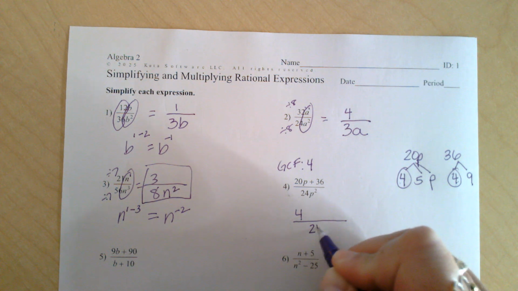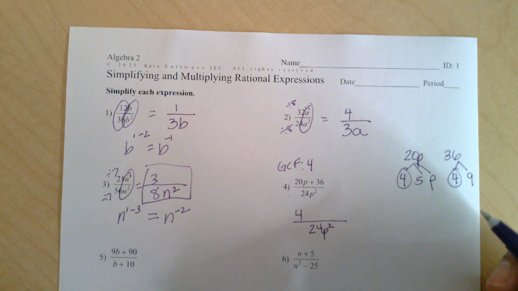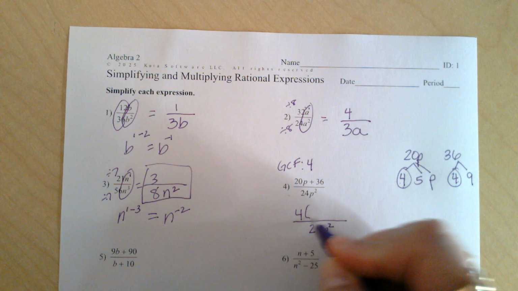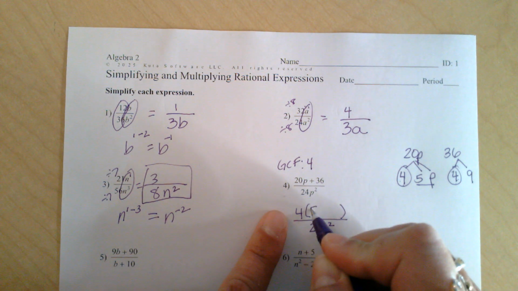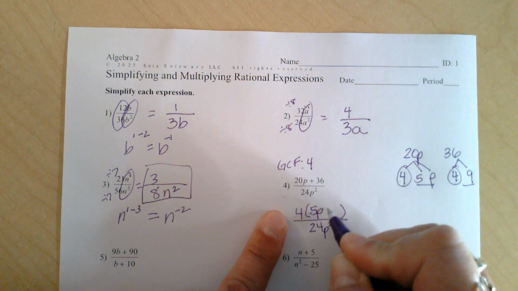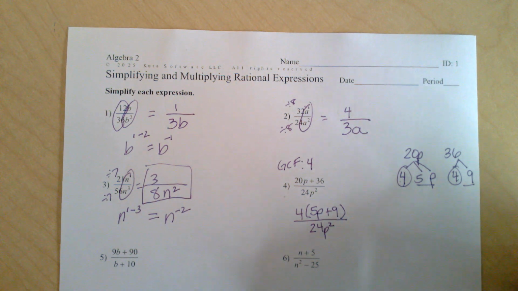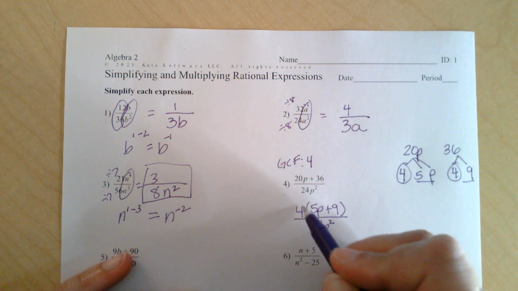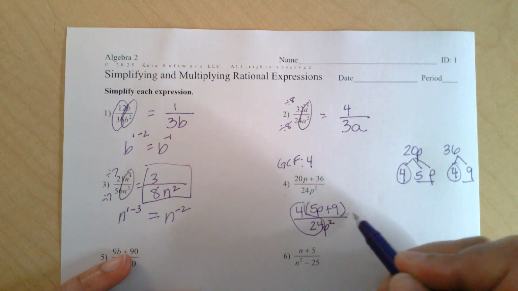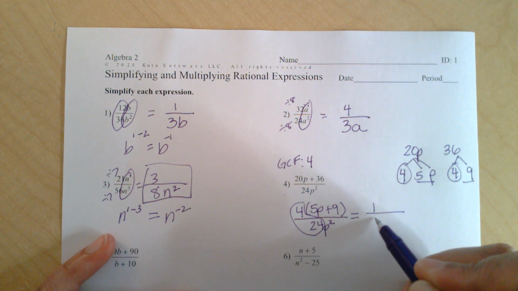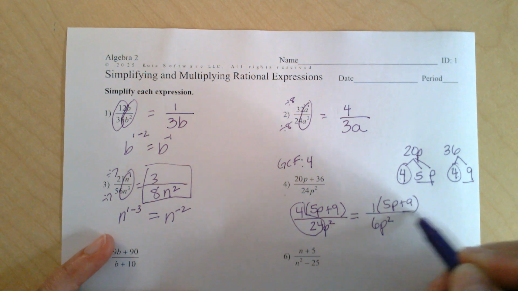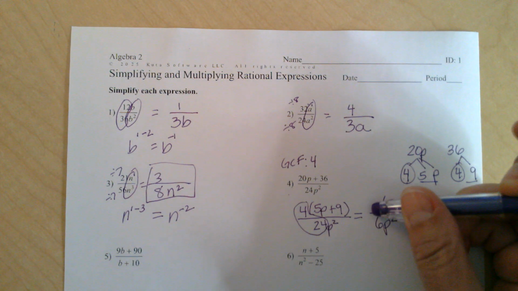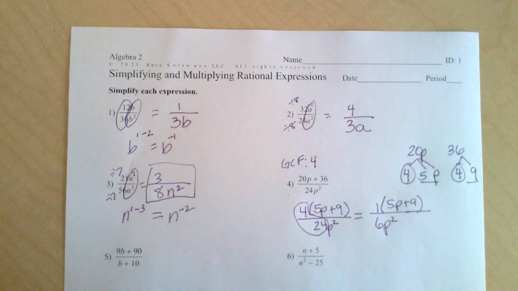I'm going to put my fraction bar with my 24p squared in the denominator. From here, I'm going to set up parentheses, and I'm going to write what's left. So from 20p, I have 5p left. And from 36, I have a positive 9. And so that, using a factor tree, is how we can factor out the greatest common factor. Now what I'm going to do is reduce 4 and 24 by 4. So I'm going to get 1 over 6p squared, and then I'm going to bring over my 5p plus 9. And that's it. That's my answer. If you want to erase your 1, you can, either way.